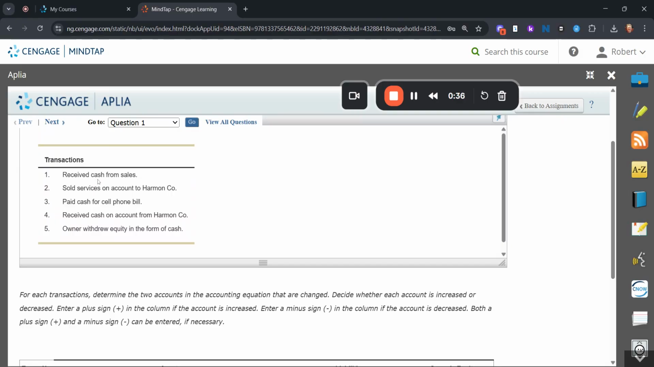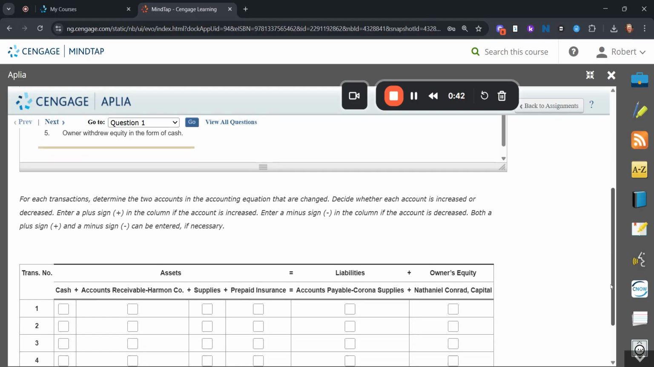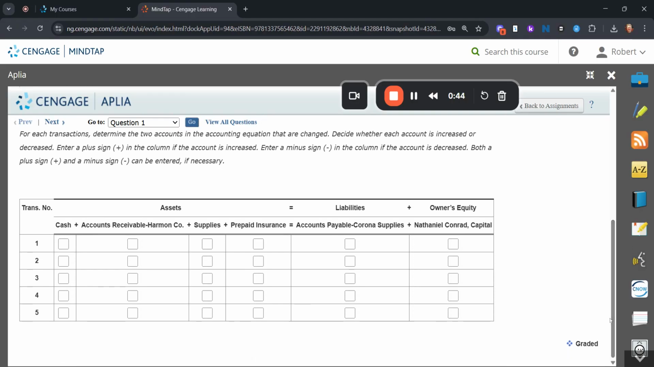So our first transaction: received cash from sales. So you see, instead of just marking asset, we've got different accounts underneath the assets title. So we have an increase in cash. So we'll put a plus sign there.